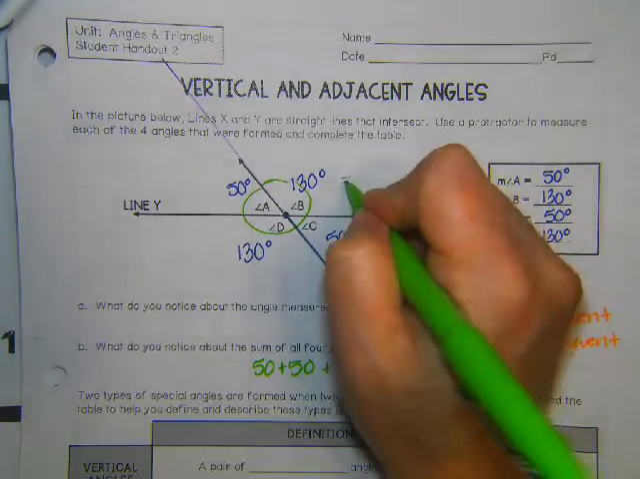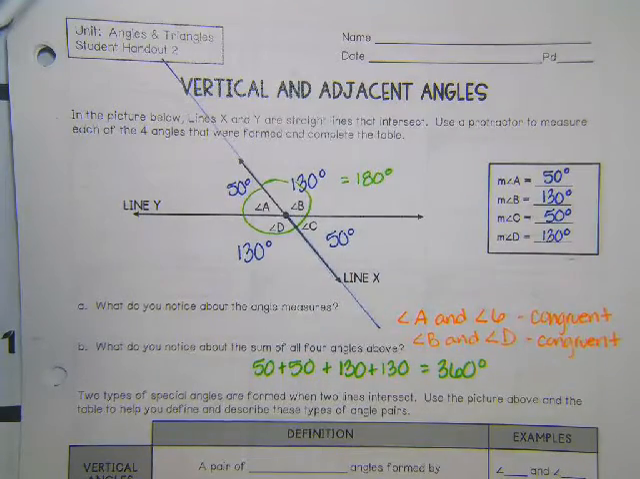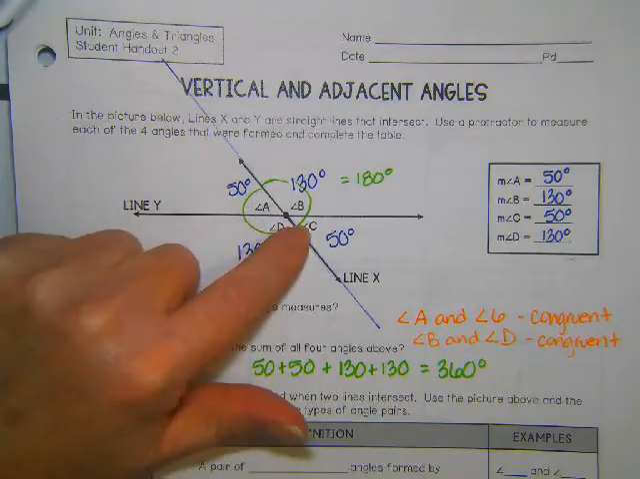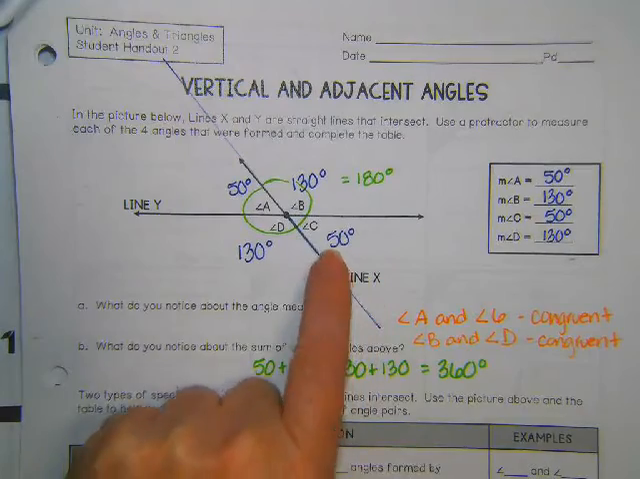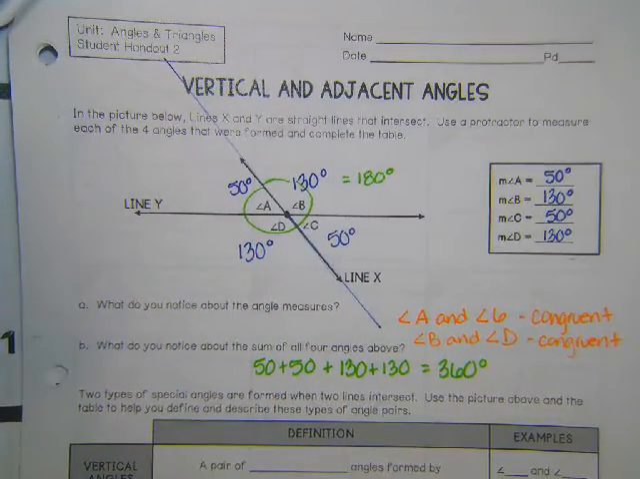If you were to look at just angle A and angle B, if you were to put those two together, you would get a supplementary angle. They equal 180. Or if you did B and C, you'd get 180. Or C and D, or A and D. Either way, you take two of those angles and add them together, you're going to get 180 degrees.